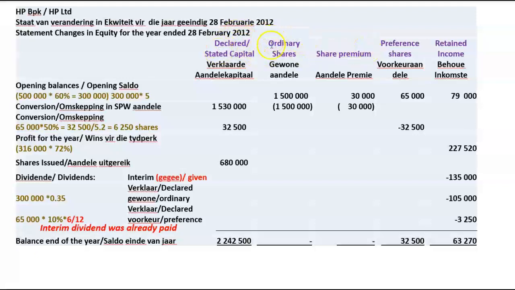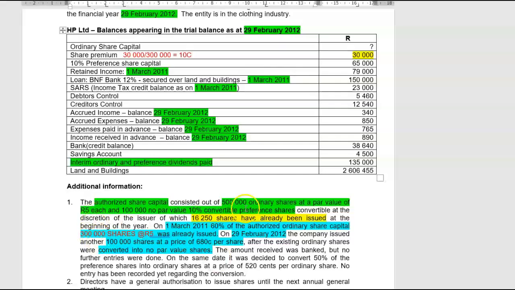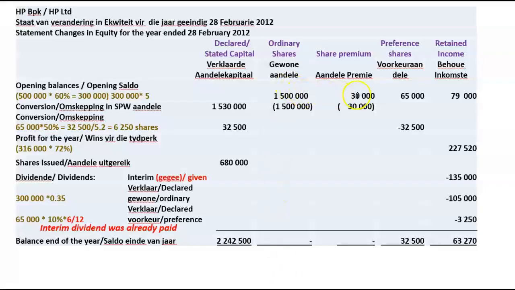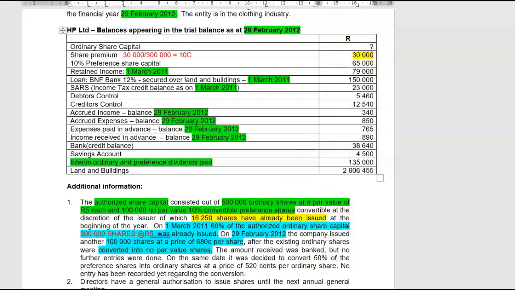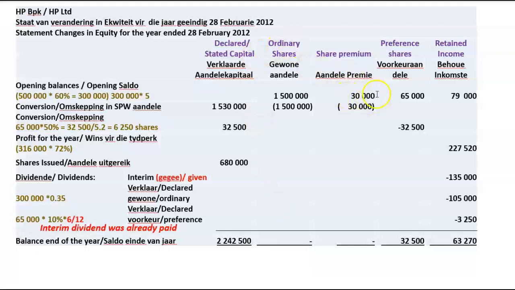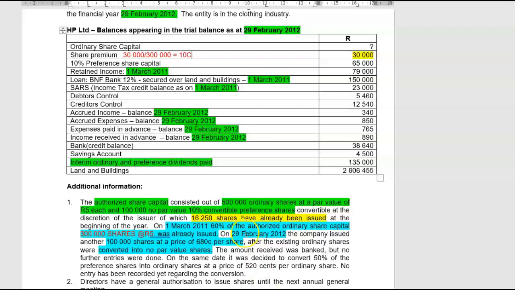We will have an ordinary share capital column, and in that column we would have recorded the 300,000 shares issued at a par value of 5 Rand each. So 1.5 million. They gave us the share premium of 30,000, so we can just insert the 30,000. Then for the preference shares, they've told us that 16,250 of those shares were already issued in the beginning of the year.